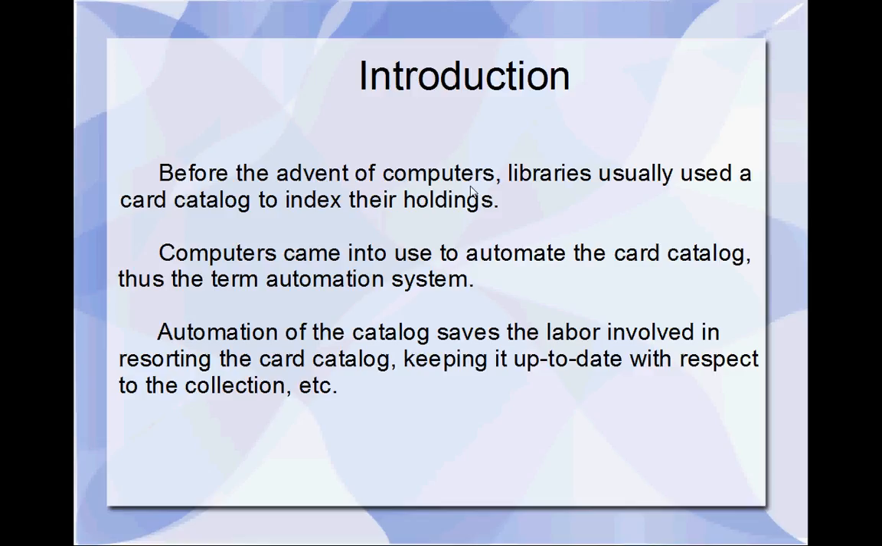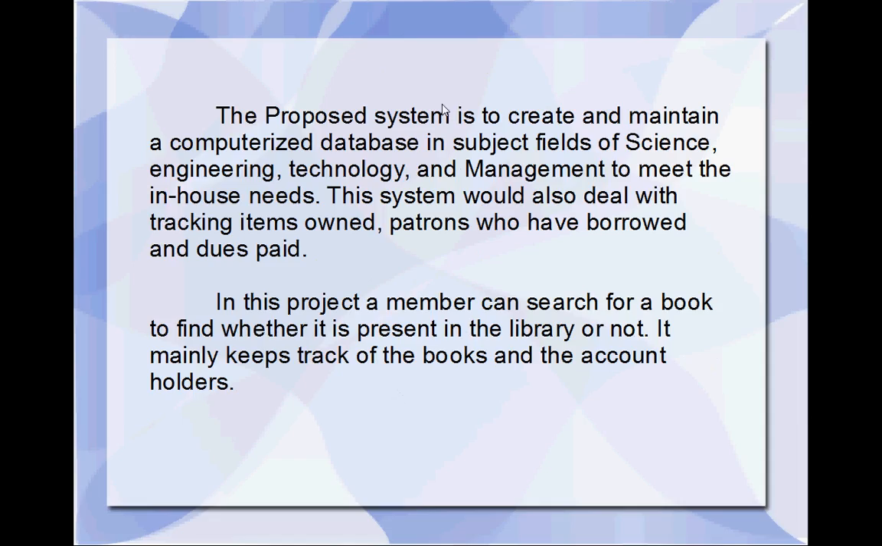Before the advent of computers, libraries usually used a card catalog to index their holdings. Computers came into use to automate the card catalog, thus the term automation system. Automation of the catalog saves the labor involved in resorting the card catalog, keeping it up to date with respect to the collection, etc. The proposed system is to create and maintain a computerized database in subject fields of science, engineering, technology, and management to meet the in-house needs.